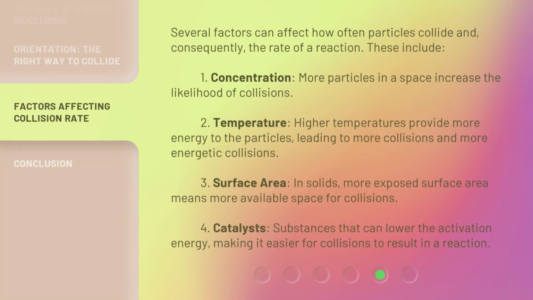Several factors can affect how often particles collide and, consequently, the rate of a reaction. These include: 1. Concentration. More particles in a space increase the likelihood of collisions. 2. Temperature. Higher temperatures provide more energy to the particles, leading to more collisions and more energetic collisions. 3. Surface area. In solids, more exposed surface area means more available space for collisions. 4. Catalysts. Substances that can lower the activation energy, making it easier for collisions to result in a reaction.